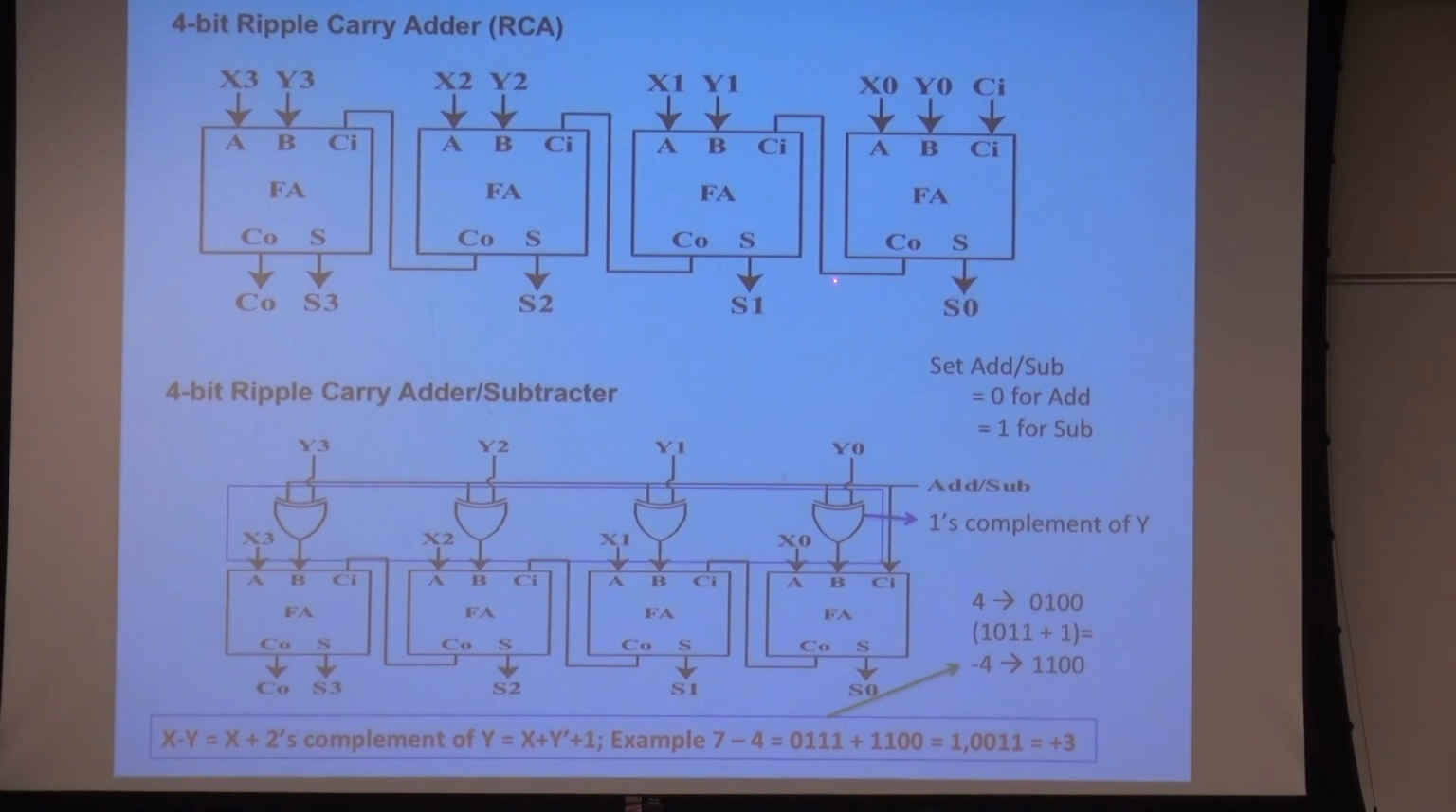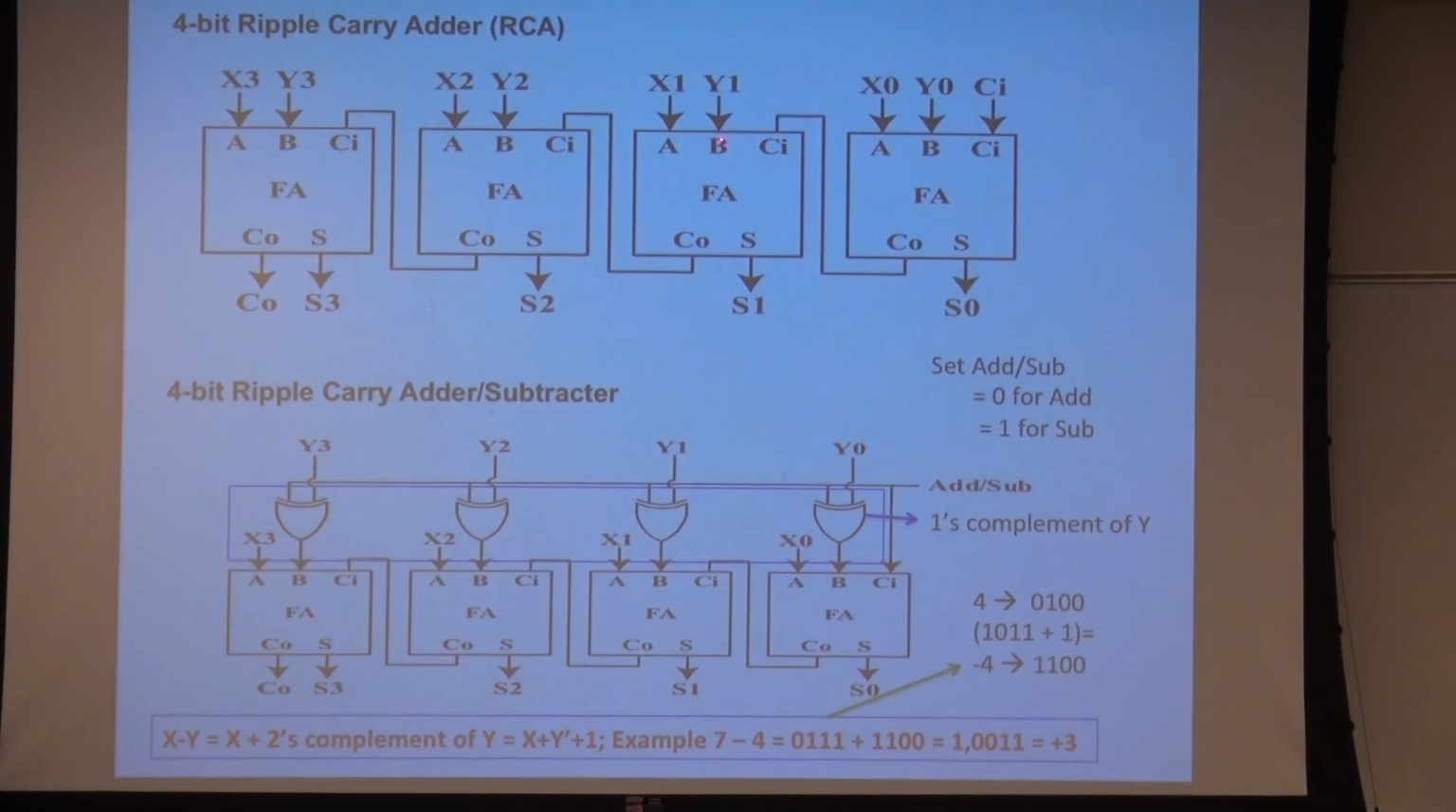So the carry out of the previous stage goes in as the carry in of the second stage. Carry out of this goes in over here. Carry out of this is going over here. Why am I doing that? Because in primary school, they don't teach the binary system, they teach you the decimal system.